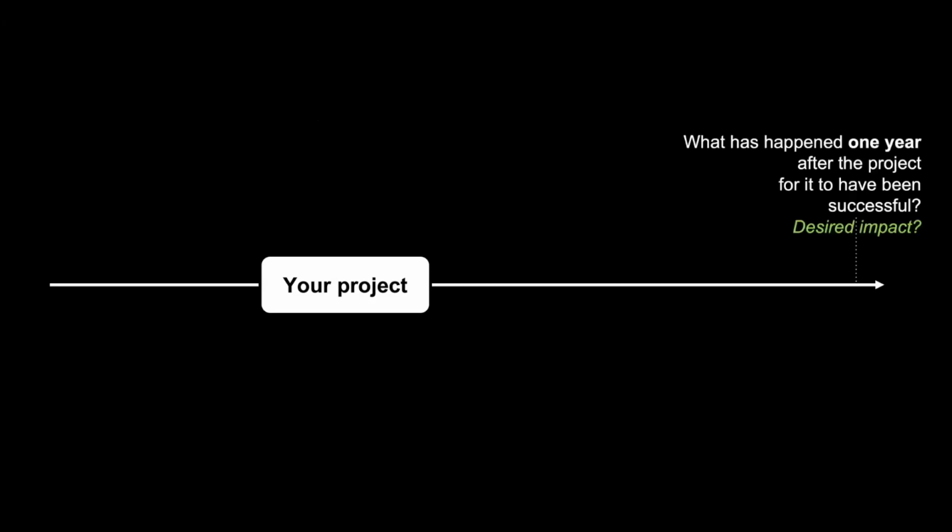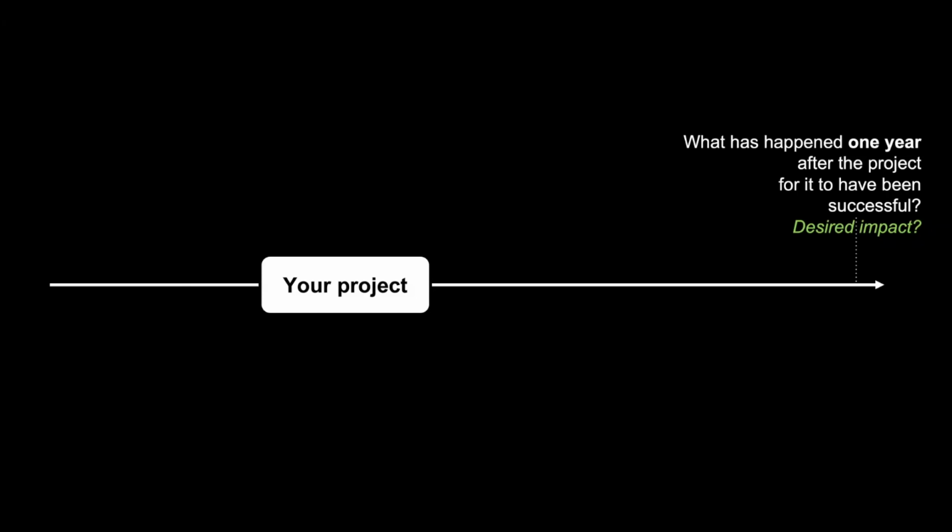Another way to think about it is that you draw a timeline that is much longer than your project. And then you start from the future. You start by asking the question, for example, what has happened 1 year after the project, if you would say that the project was successful? Rephrasing the same thing: your project ended a year ago, and you're now 1 year afterwards going, hey, that project was actually super successful, because now we can see this, this, and this. This is what I call the desired impact, because the impact happens somewhere in the future after the project.